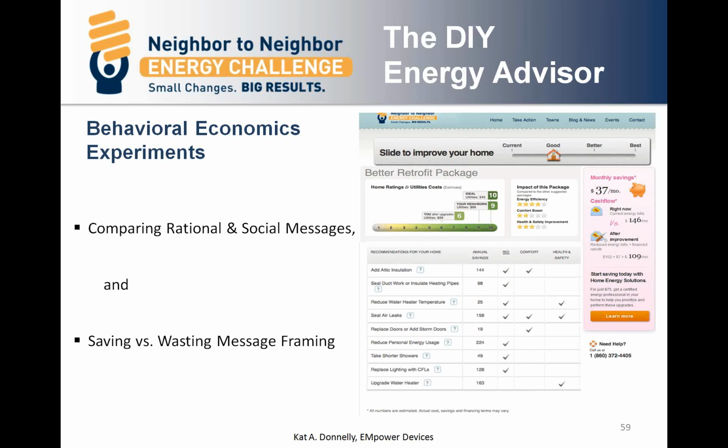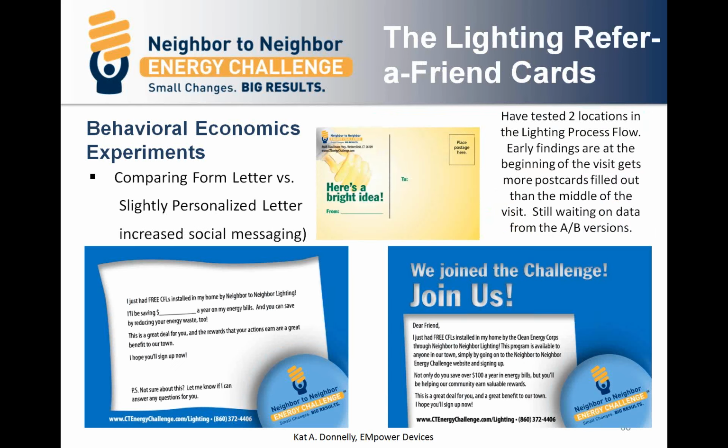If you go to the next slide, one other example of where we're running a behavioral economics experiment that's getting at different messaging is in our refer a friend process, or refer a friend cards that we leave behind when we're out doing lighting. This is another customer acquisition tool to get folks into the assessment and into upgrades. We're comparing a form letter versus a slightly more personalized letter that increases the social messaging. And we're actually testing 2 different things here.